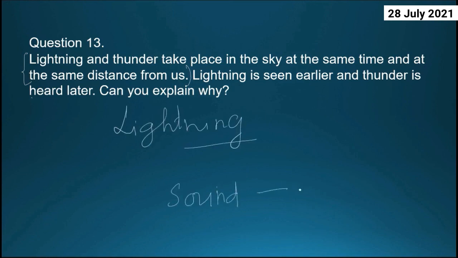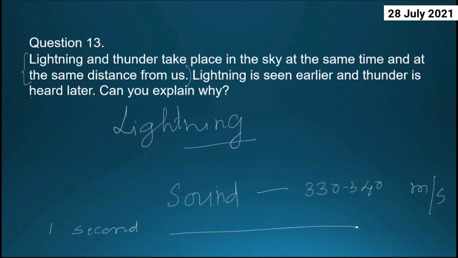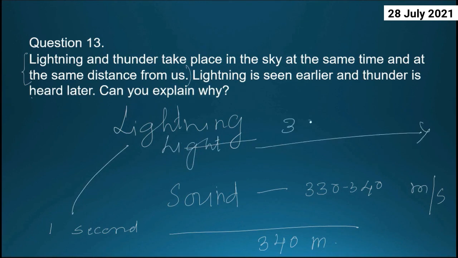Simple reason, because sound travels at an average of 330 to 340 meters per second. So that means in 1 second, sound travels how much? Approximately 340 meters. Whereas light travels in 1 second 3 lakh kilometers. So I am telling in kilometers here. You have to add 3 more zeros if you express it in meters.